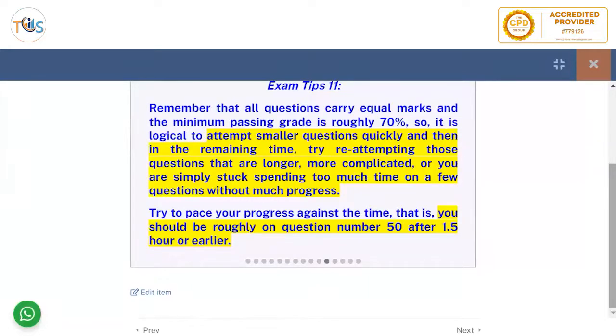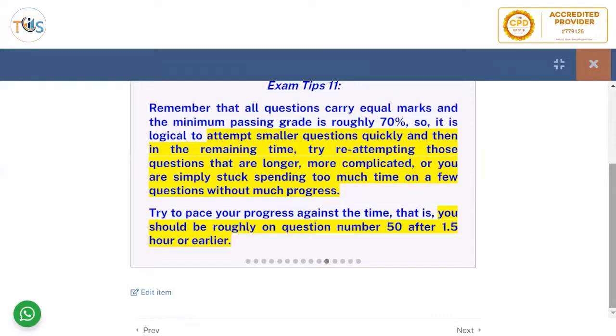Remember that all questions carry equal marks and the minimum passing grade is roughly 70%, or a minimum of 400 on a scale of maximum 500. So it is logical to attempt the smaller questions quickly and then, in the remaining time, try reattempting those questions that are longer, more complicated, or where you are simply stuck spending too much time without much progress. This is especially true for open book questions, of which you would see around 10 or 15.